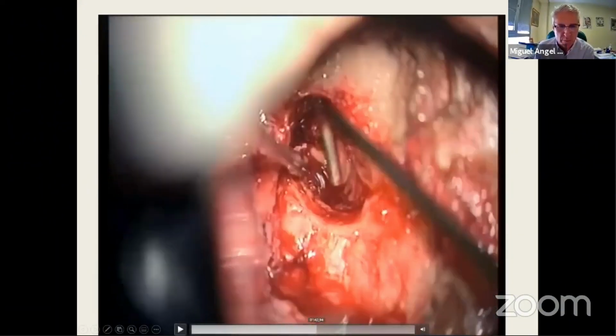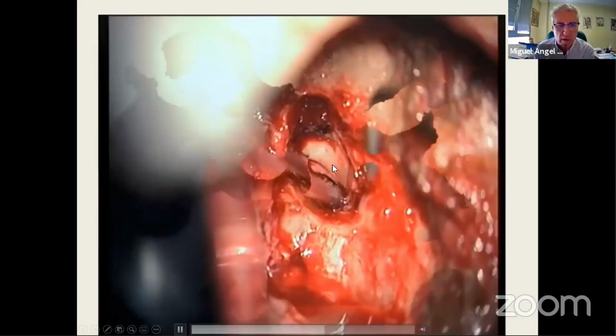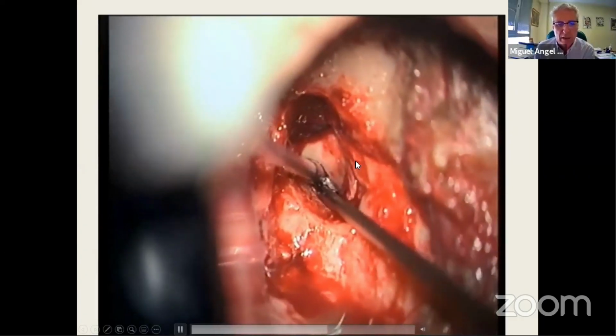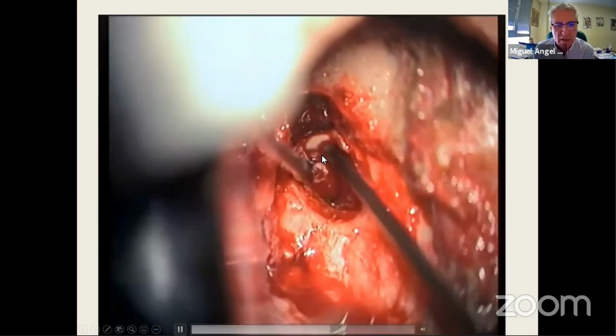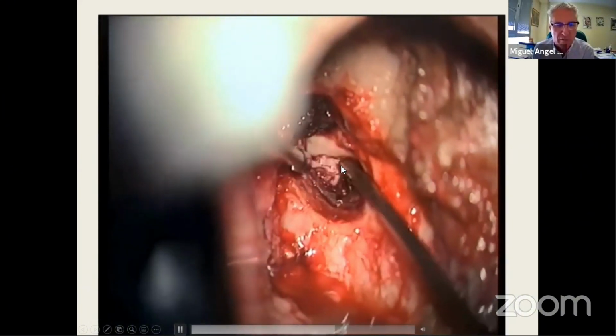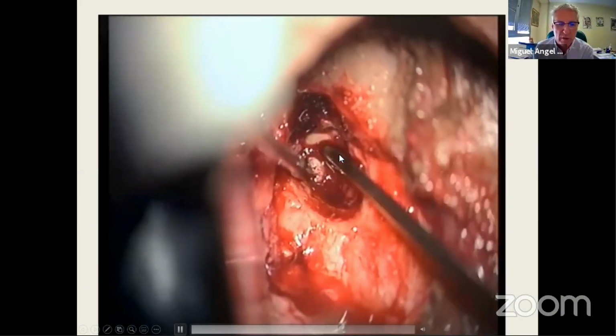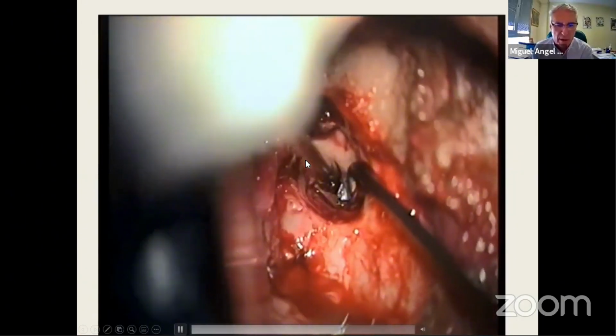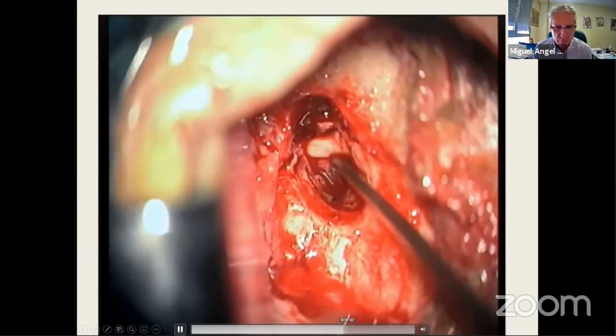Okay, I will move forward. And this is the way you have to free the root. See that in that case, you can perfectly differentiate the nerve component from the sensitive component, usually the nerve one in the lower aspect of the root.